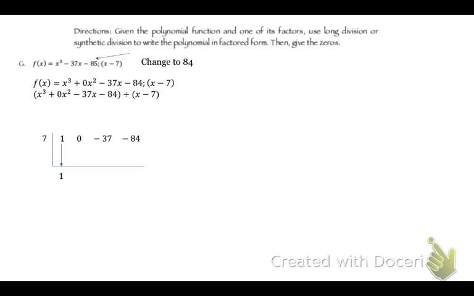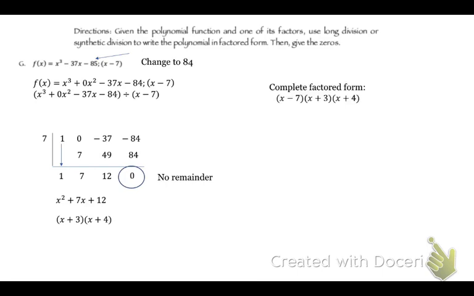Bring down that 1. 1 times 7 is 7. Add those, you get 7. 7 times 7 is 49. Add those, you get 12. 12 times 7 is 84. Add those, you get 0, which means there's no remainder. So this would be x squared plus 7x plus 12, which factors down to x plus 3 and x plus 4. So then the completely factored form here is x minus 7, x plus 3, x plus 4.